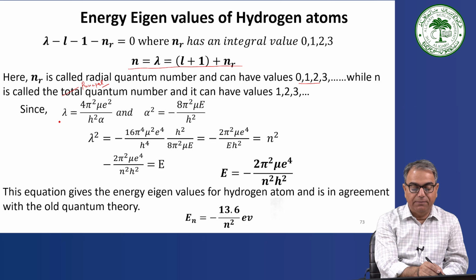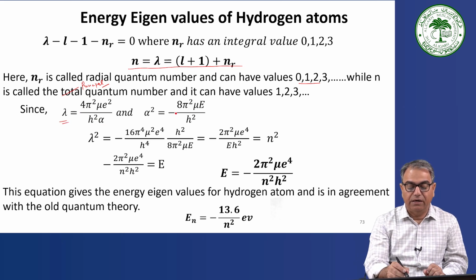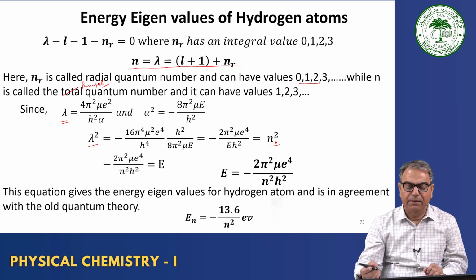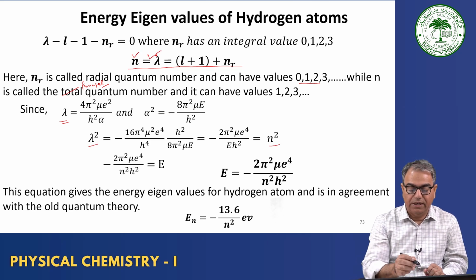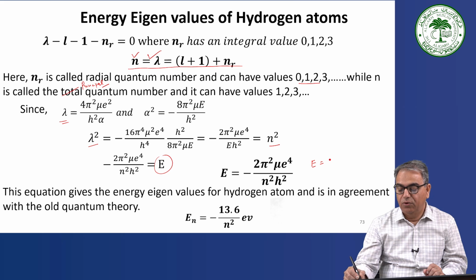If you put the value of lambda, which is 4 pi a square mu e square h square divided by alpha, where alpha square is equal to minus 8 pi square mu e divided by h square, then you can write lambda square and n square; lambda and n are the same thing. Then you can calculate the energy eigenvalue, which comes out to be minus 2 pi square mu e raised to the power 4 divided by n square h square. It is the same value you obtain from the Bohr model, minus 13.6 electron volt divided by n square, En. This you already got in Bohr's atomic model.